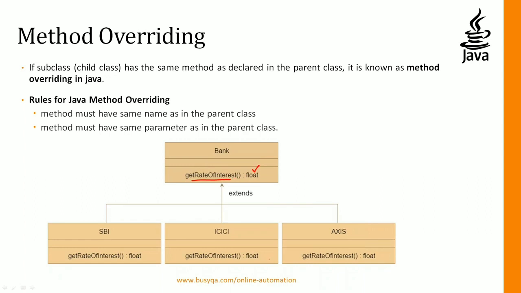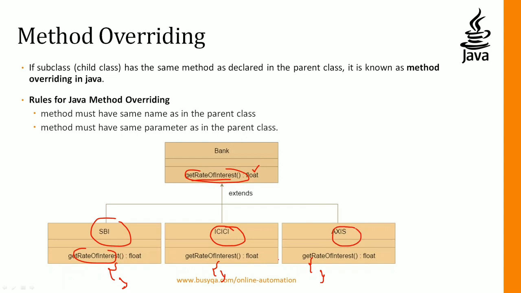Now I will create multiple child classes for the same Bank class. Let's say SBI, ICICI, and then Axis. So I have created multiple classes for the same parent class. Now the same method belongs to each and every class. Within these subclasses, I don't change the definition of this method, but I will change the body of this method. Why should I change the body? Because the rate of interest will be different from one bank to another. SBI's rate of interest is different, ICICI's is different, Axis's is different.